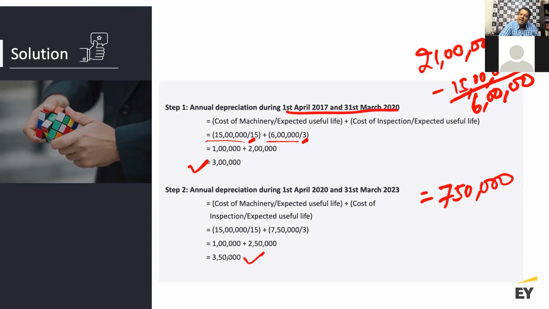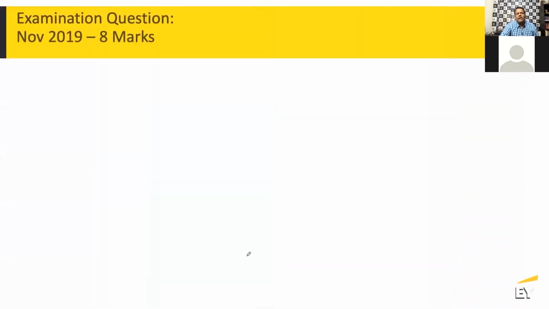Now this is again considered a change in accounting estimate, and you continue to account for it on a prospective basis. So this 3,50,000 is what you will continue to account for on a prospective basis. I think that is what is important for you to understand. So we now move forward.